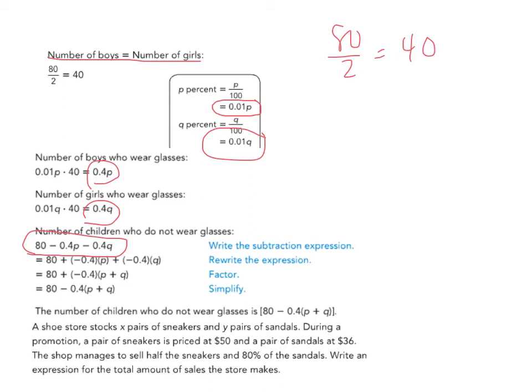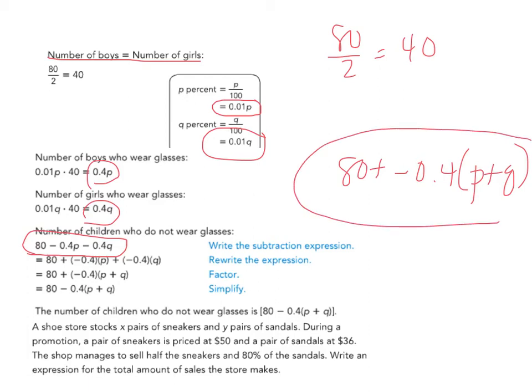All right, so then what you have to do is they have us factor. So negative 0.4 comes out of both of those. So here we have 80 plus negative 0.4, and then we just have P plus Q. And that's your answer. The number of children who do not wear glasses is 80 plus negative 0.4 times the quantity P plus Q, and you leave it just like that.